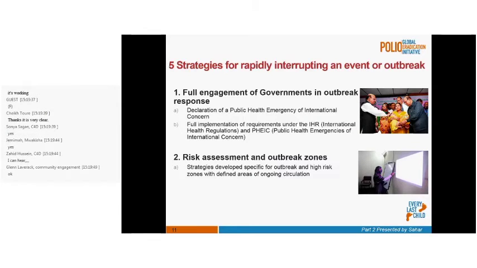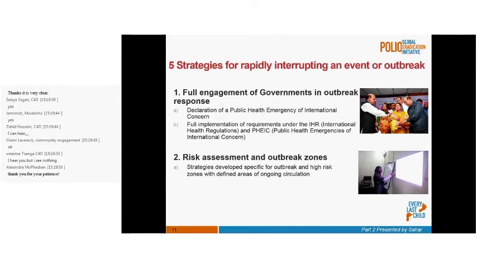So as India has overviewed in terms of the specific parameters that would take us to confirm that there is an event or an outbreak in a given country, what would be the possible measures that could be taken to ensure that we can rapidly interrupt an event or an outbreak? There are 5 specific areas that are highlighted in the SOP.